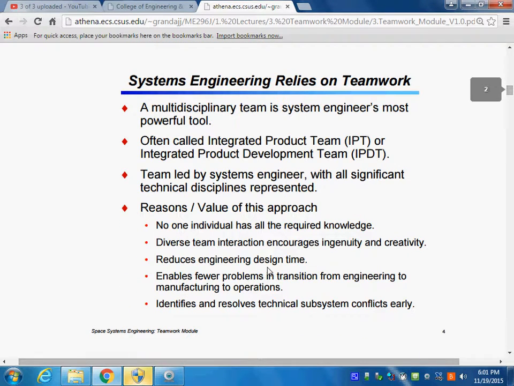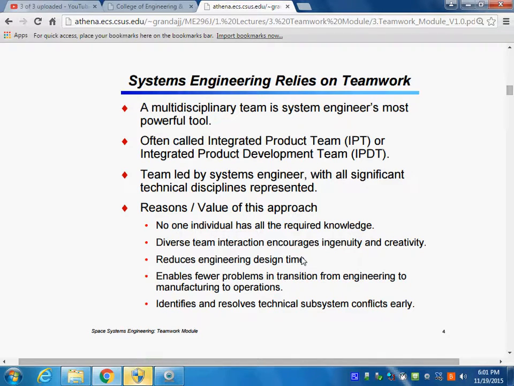So, given this, we rely on teams, and the team might be called the IPDT, Integrated Product Development Team, or IPT for short, Integrated Product Team. So here are the reasons outlined on the fourth bullet there.